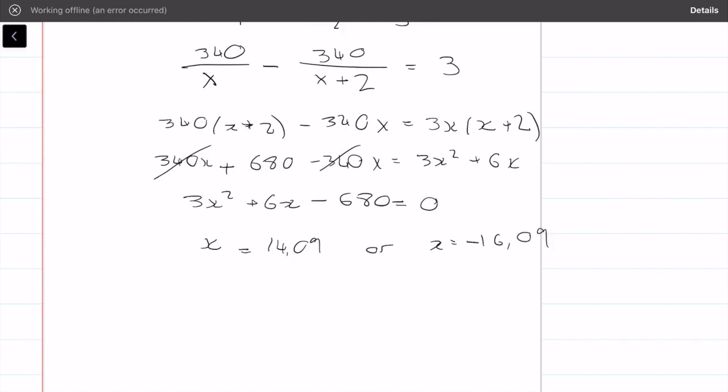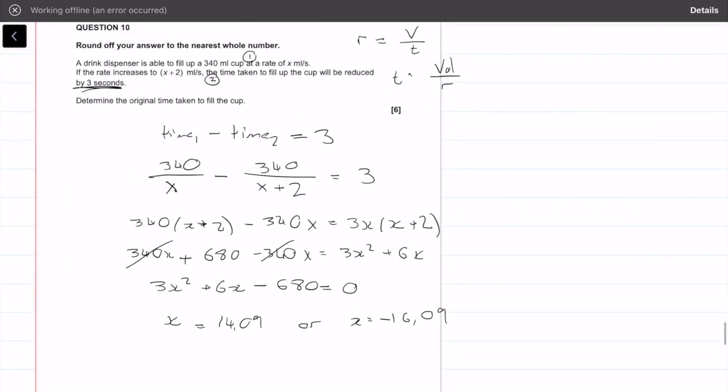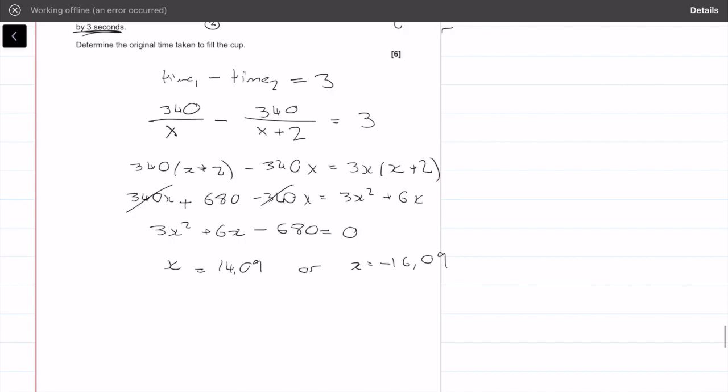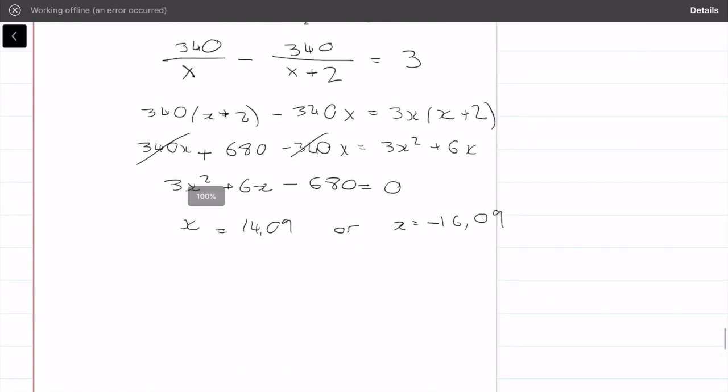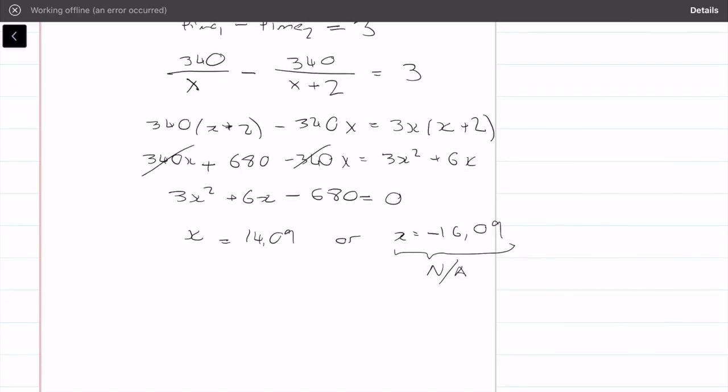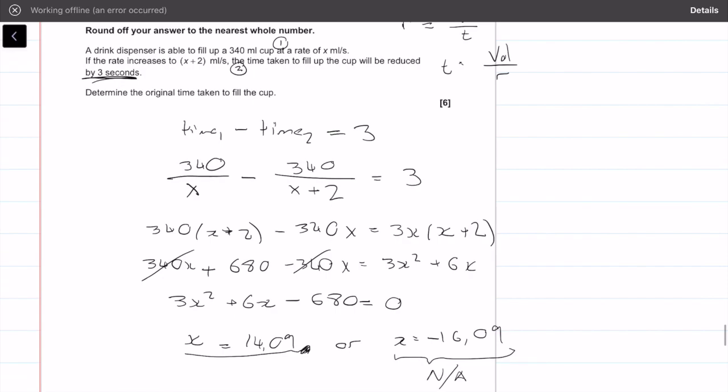Okay, so now the question is, which of these is correct? Well, it's a rate, right? So it can't be a negative number. So therefore, this solution right here is not applicable. So what we can say is that x is equal to 14,09. But the question is asking to determine the original time taken to fill the cup.